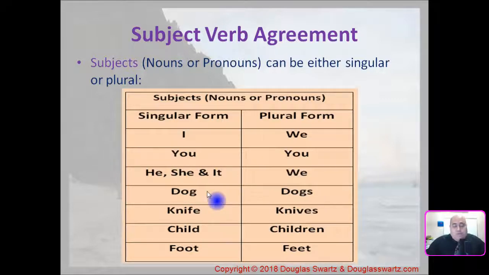And then regular nouns like dog, dogs. One dog, 10 dogs. Knife, knives. Then irregular nouns, child, children. Foot, 1 foot, 10 feet. These are the singular forms and showing you the plural forms of nouns or pronouns.